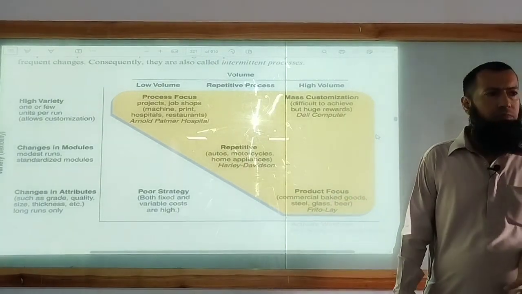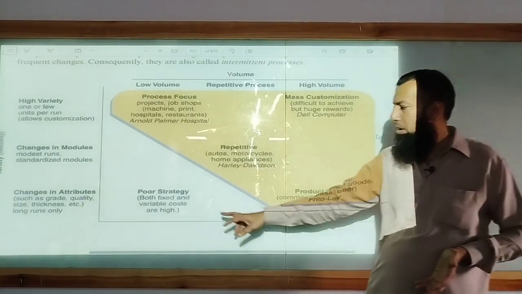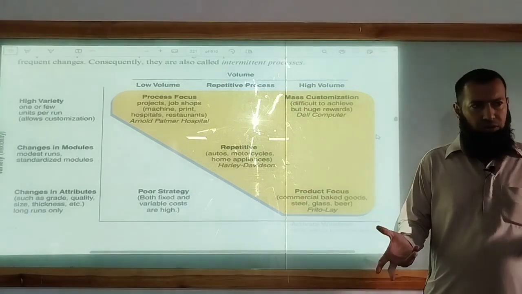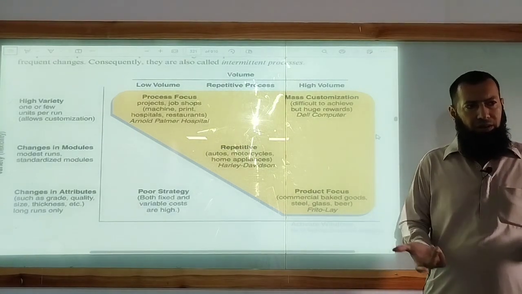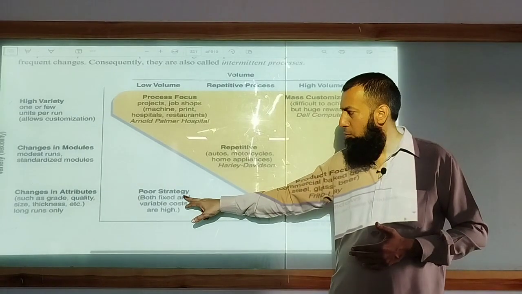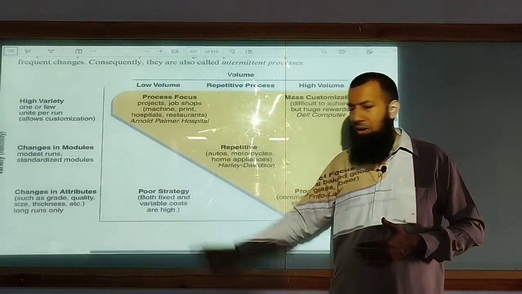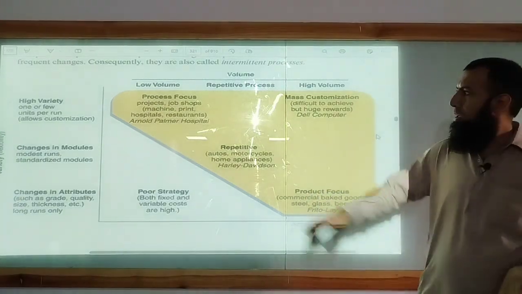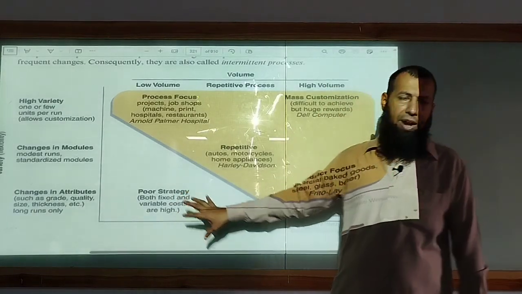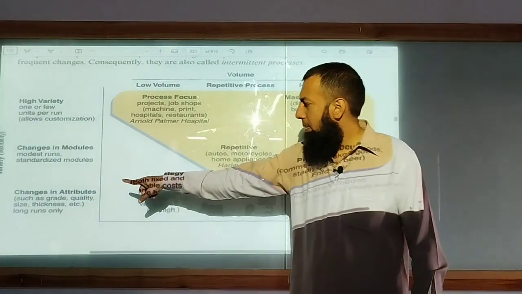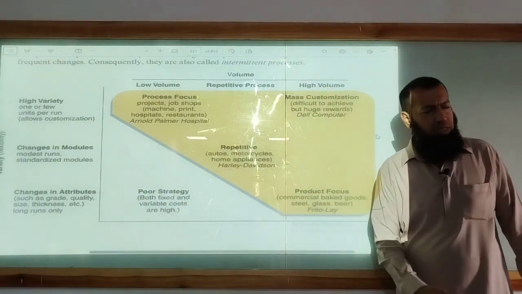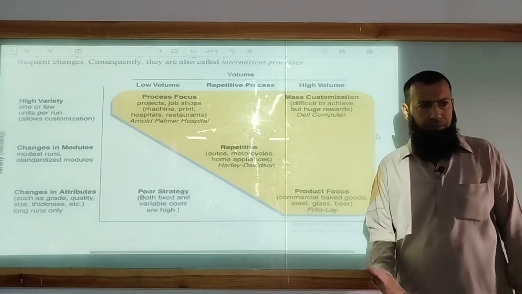Poor strategy, both fixed and variable costs are high. In that strategy, you are confused. You are not following a single one. When you do not follow this way, you have a poor strategy because your fixed and variable costs are both very high. You are process focused as well, and you are giving so much variety, great different quality, great thickness, long runs. So this is something which will not give you a good profit.